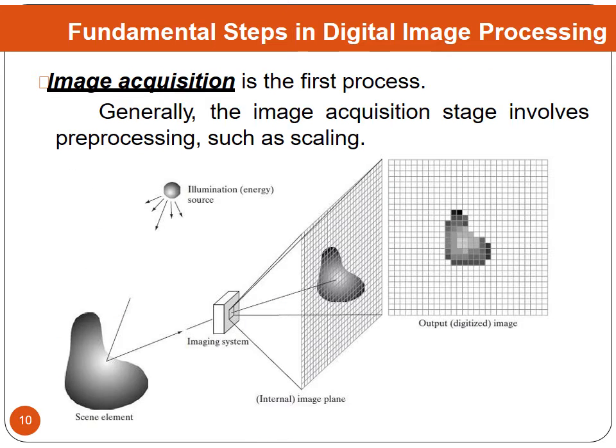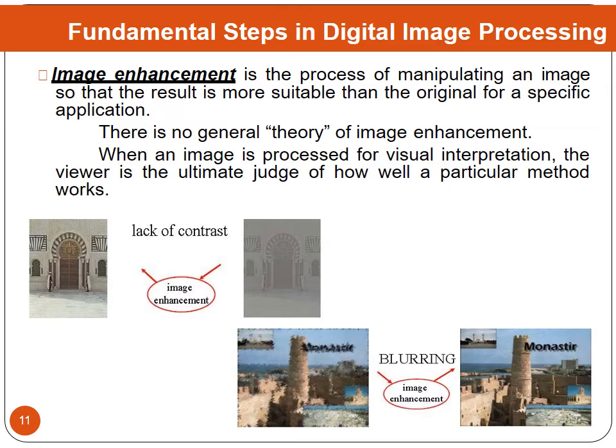So let's see about image acquisition. This is the first step, and image acquisition is nothing but the capturing of an image. What is the first step before processing an image? We have to capture an image, and that is called image acquisition. After that, once the image has been captured, what do we have to do? We have to enhance the image if there is blurring or lack of contrast. That process is called image enhancement.